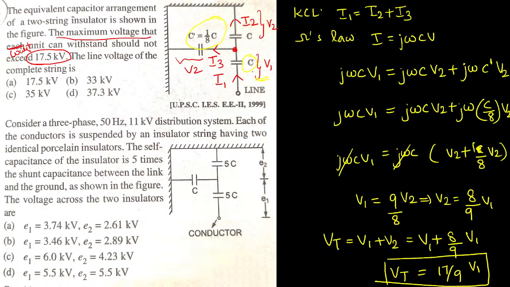Where is the lowest unit? This is the lowest unit. The lowest unit means the insulator connected next to the transmission line. So what voltage is given for that? 17.5 kilovolts. Tell me whether it is line voltage or phase voltage, sir. That is per phase voltage.